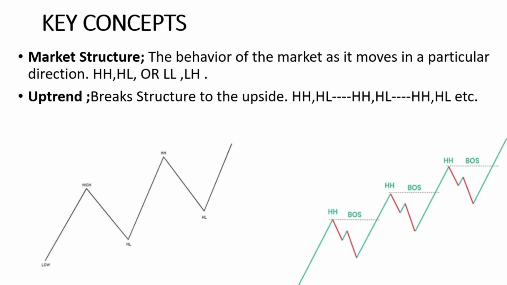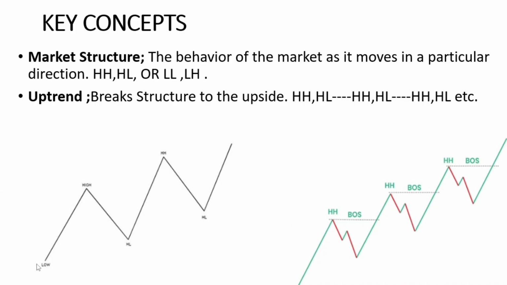And in trading, we have three types of market structure. The first type of market structure is the uptrend market structure. What the uptrend market structure does is break structure to the upside. It is moving up. It's a market that is moving up, a bullish market. And what does it do? It breaks structure to the upside.